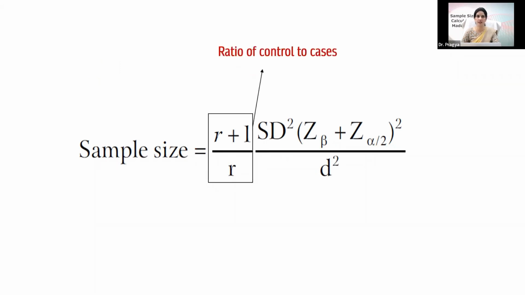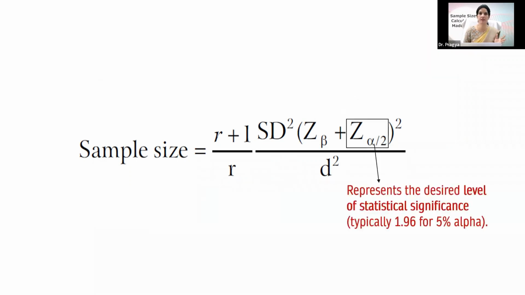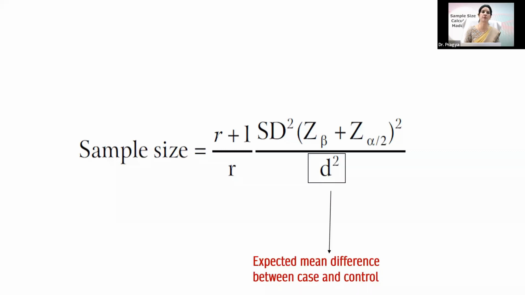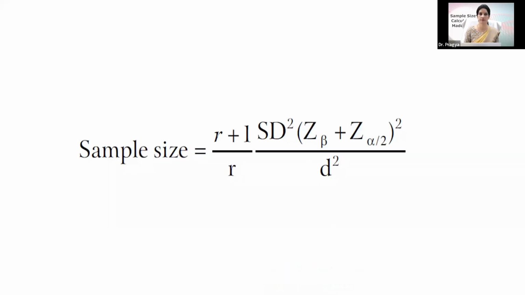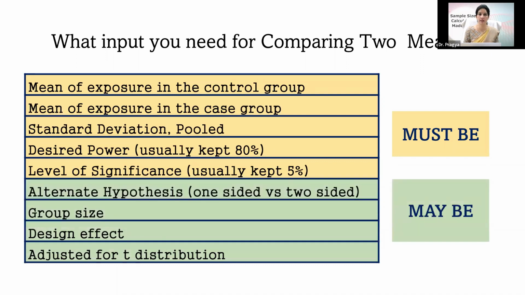R plus 1 by R is the ratio of cases to control. This is the pooled standard deviation. There we used the pooled proportion, that is the average proportion in the two groups, and then Z alpha and Z beta are the same, and this D is the mean difference between the expected cases and controls. So in this example, you should have the mean of exposure in the control group, the mean of exposure in the case group, and a pooled standard deviation, with the desired power. And these adjustments are optional, but these are the things needed.